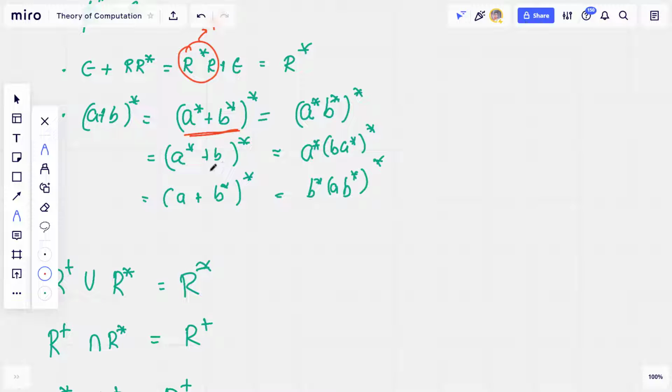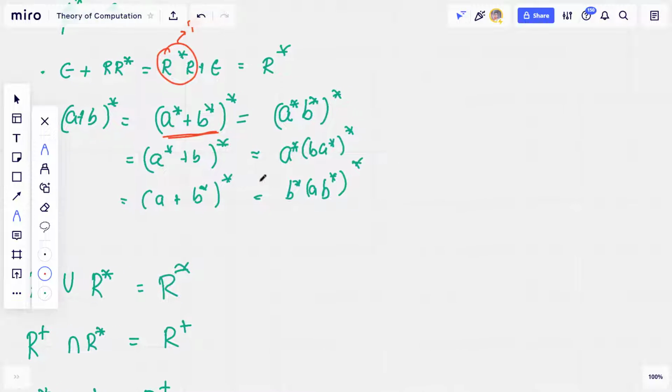And on the same grounds, it is any number of a star and b. It's fine. You can take any power for a star you want. It will be the same as this only, right? On the same grounds, any number of a and b star. You can take any power for b star and you'll get the same thing as it is. You won't get more than that.